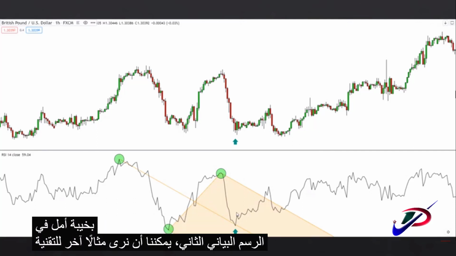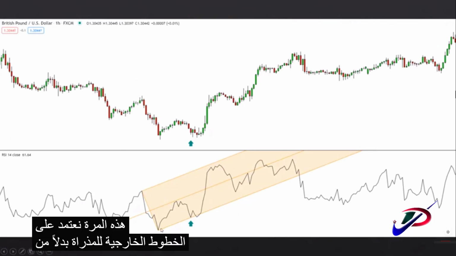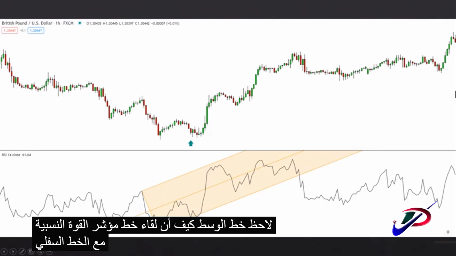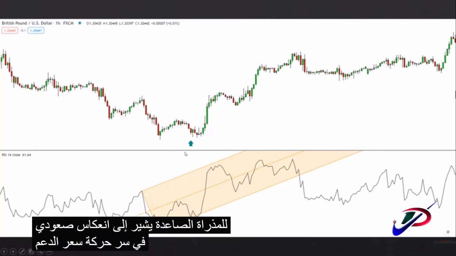In the second chart, we can see another example of the technique. This time we are relying on the outer lines of the pitchfork instead of the center line. Observe how the encounter of the RSI line with the lower line of the upsloping pitchfork points to a bullish reversal in the broad price action.